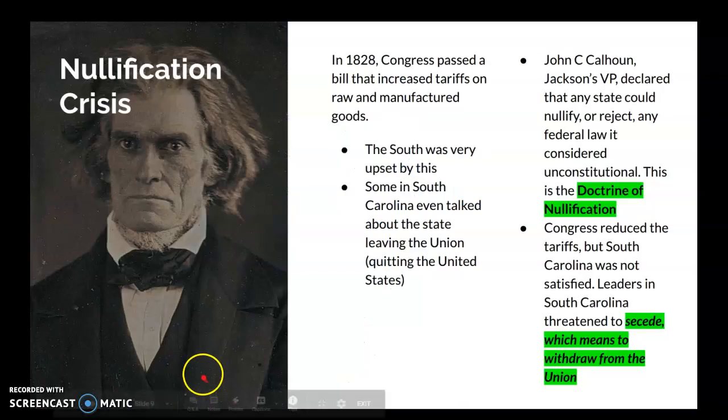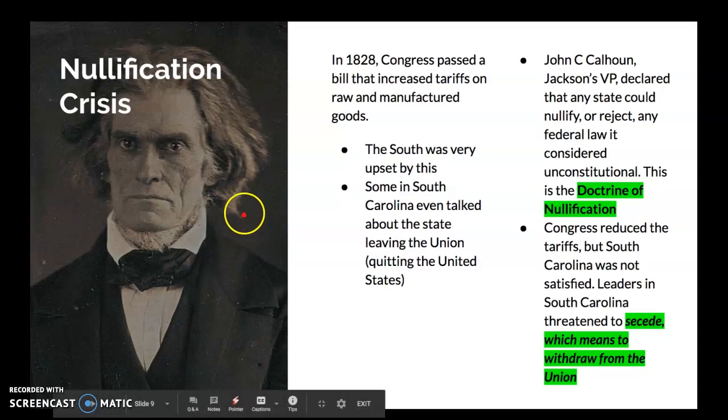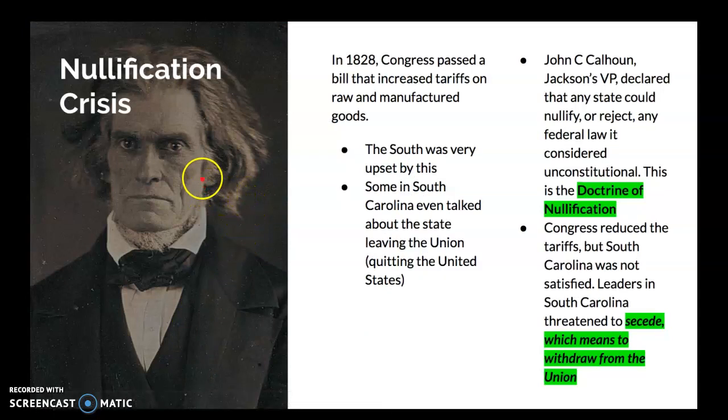All right, so all this stuff over the tariffs is going to lead to something called the Nullification Crisis. This guy over here is John C. Calhoun. John C. Calhoun, for Andrew Jackson's first term as president, serves as his vice president. He was also the vice president under John Quincy Adams right before Andrew Jackson, too. And yes, if you're wondering, I am extremely jealous of his hair. Not so much the beard, but definitely the hair up here.